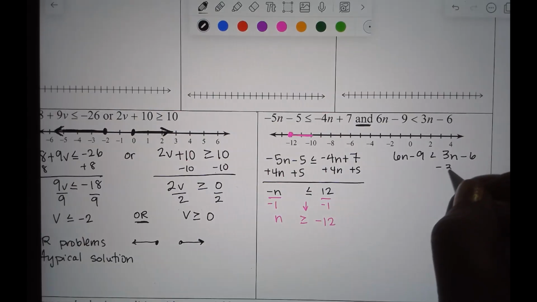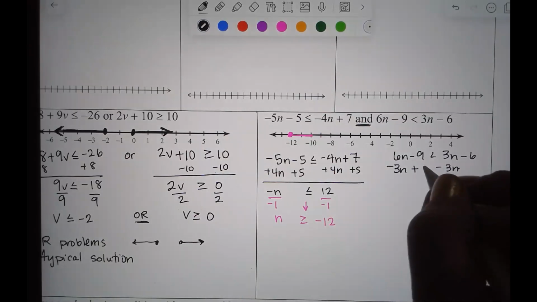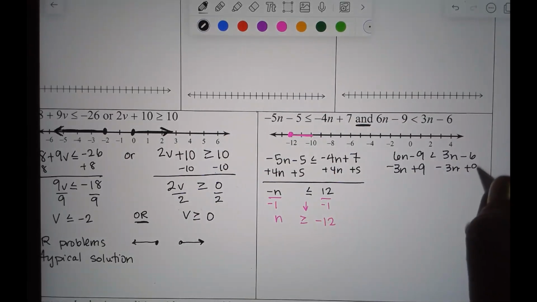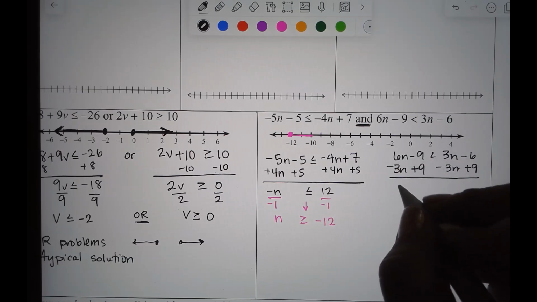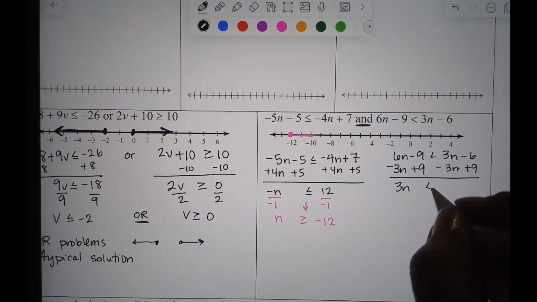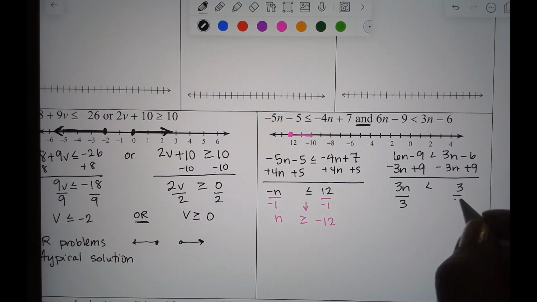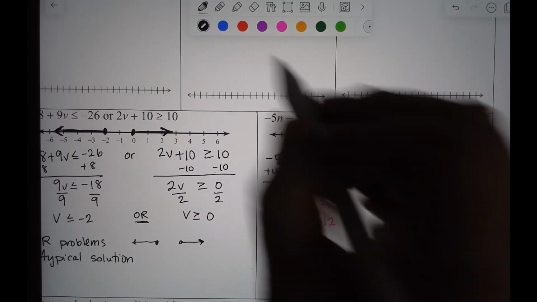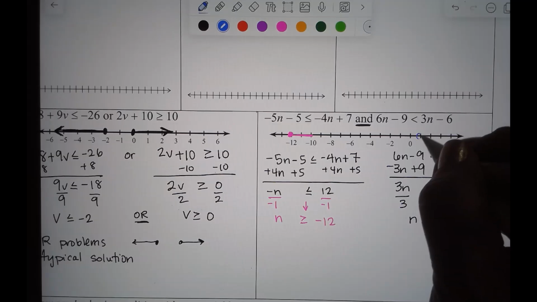So same thing. I'm going to subtract my 3n, add 9. Again, I'm moving my variables to the left and my constants to the right. That gives me 3. I'm going to divide by 3. So I get n is less than 1. We have an open circle this time. So at 1, we have an open circle.